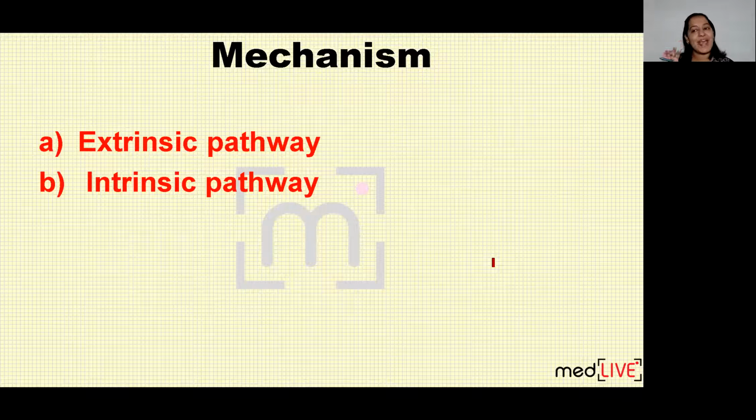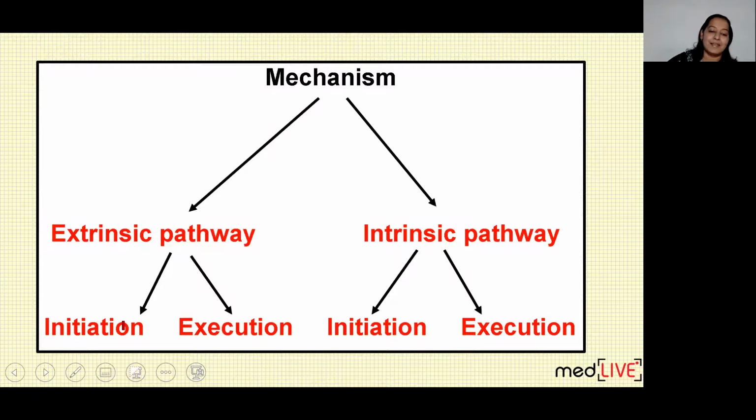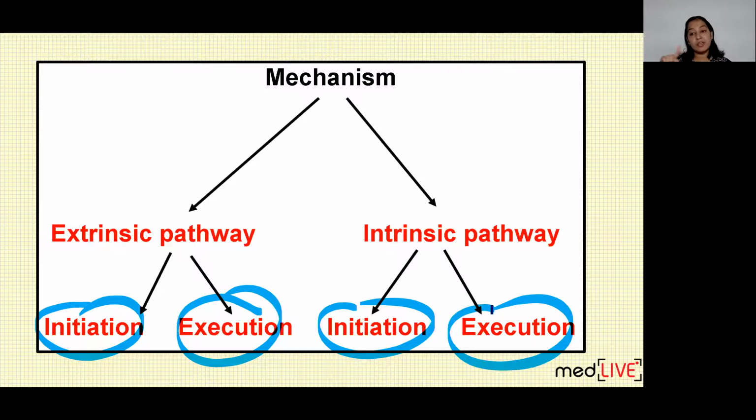So there are 2 mechanisms of apoptosis, extrinsic and intrinsic. In both the pathways, extrinsic and intrinsic, there are 2 phases, initiation phase and execution phase. The execution phase of both pathways is the same. So I will discuss that part later.